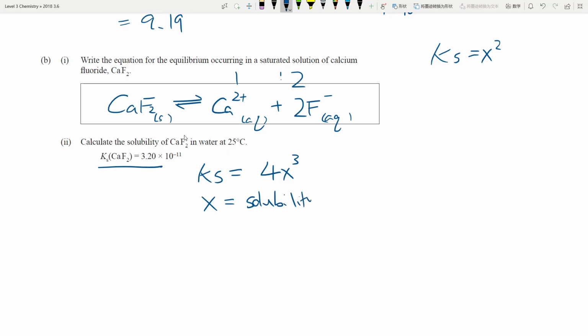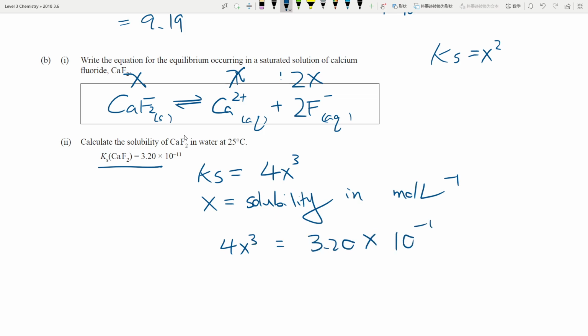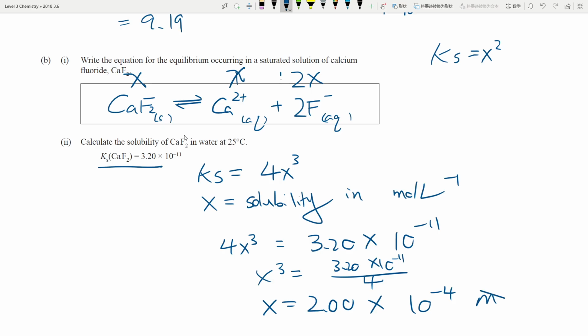Now what does that mean again? That means if I have x amount of CaF2 dissolving, I'll make x moles of Ca2 plus and 2x moles of F minus, in moles per liter. So just really easy. 4x cubed equals 3.20 times 10 to the power negative 11. x cubed equals that big number divided by 4. Then cube root the number. x will be 2.00 times 10 to the power negative 4 moles per liter. Please make sure you round to 3 significant figures and have the correct units.